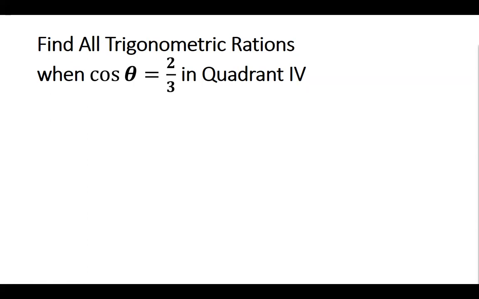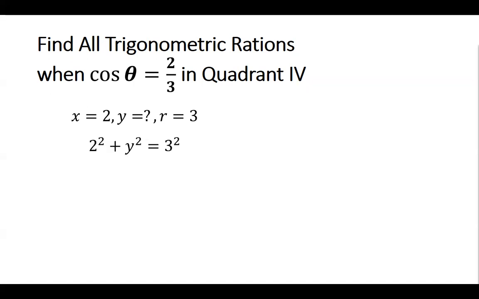Okay, so it tells me that, and I know that cosine is X over R. So I can take that and say, okay, X is equal to 2, R is equal to 3, Y is going to be negative, but I don't know what it's going to be. It's going to be negative because I'm in the fourth quadrant. So now I need to solve for Y.